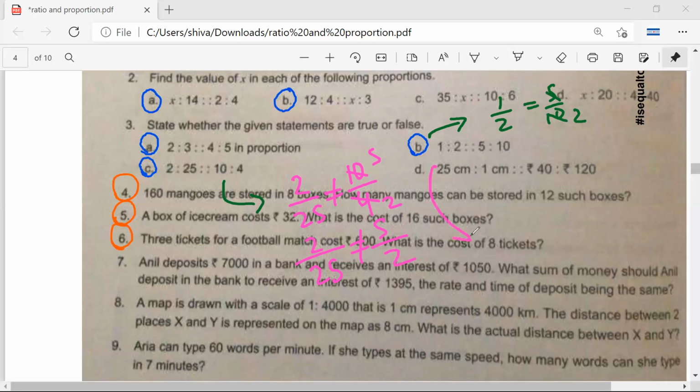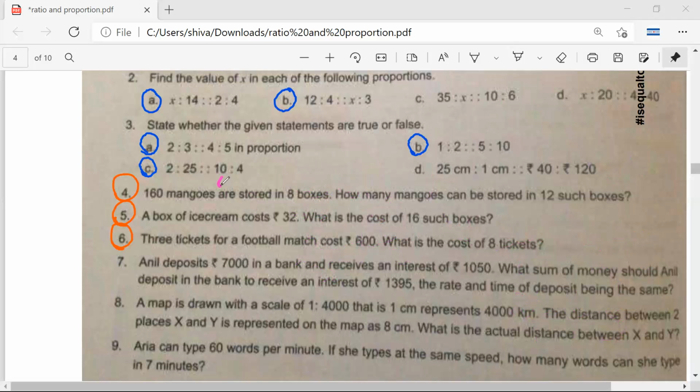Okay. D part? Is it true or false? False. It is false, because this is equal to 25 upon 1 and this is equal to 1 by 3. So they are not equal and therefore this is false. Mr. Satya, any doubt still? No, sir.